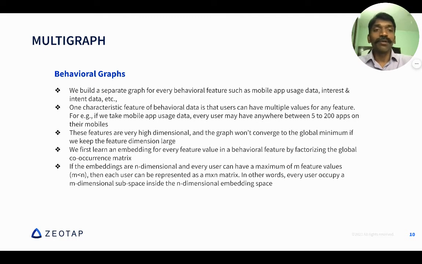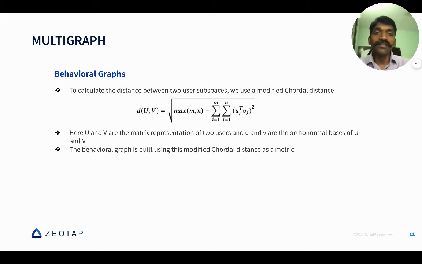If m is the maximum number of apps every user can have, where m is strictly less than n, where n is the embedding dimension, then each user can be represented as an m by n matrix. In other words, every user occupies an m-dimensional subspace given by the embedding vectors inside the n-dimensional embedding space. Now, in order to calculate the distance between two users, we need to calculate the distance between the two subspaces occupied by those users. For this, we use the modified Cauchy distance, which is again a complete metric. The behavioral graph is built using this modified Cauchy distance as a metric.